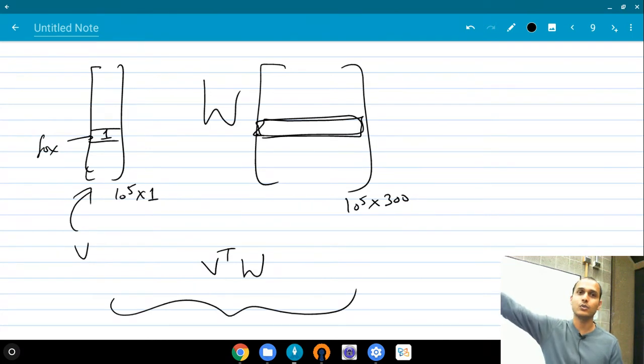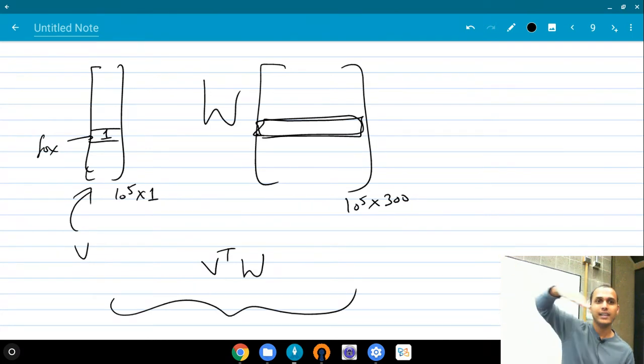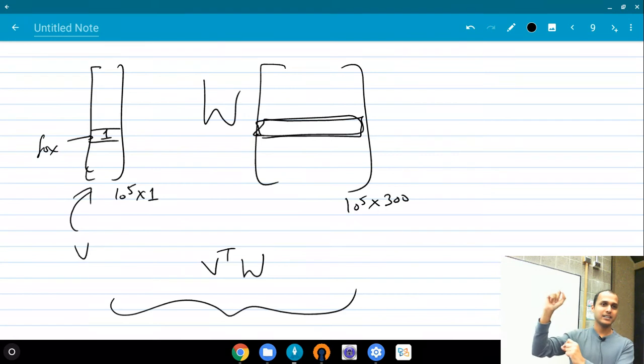So if a word is fox, then there's a row corresponding to this. You just rotate it, and that's the 300 dimensional hidden activations in that Word2Vec diagram. Okay, 300 dimensional vector. So our embedding is a collection of, if I have 10 to the power 5 words in my vocabulary, then our embedding is just a stacking of these 10 to the power 5 vectors. Each vector is of 300 dimensions.